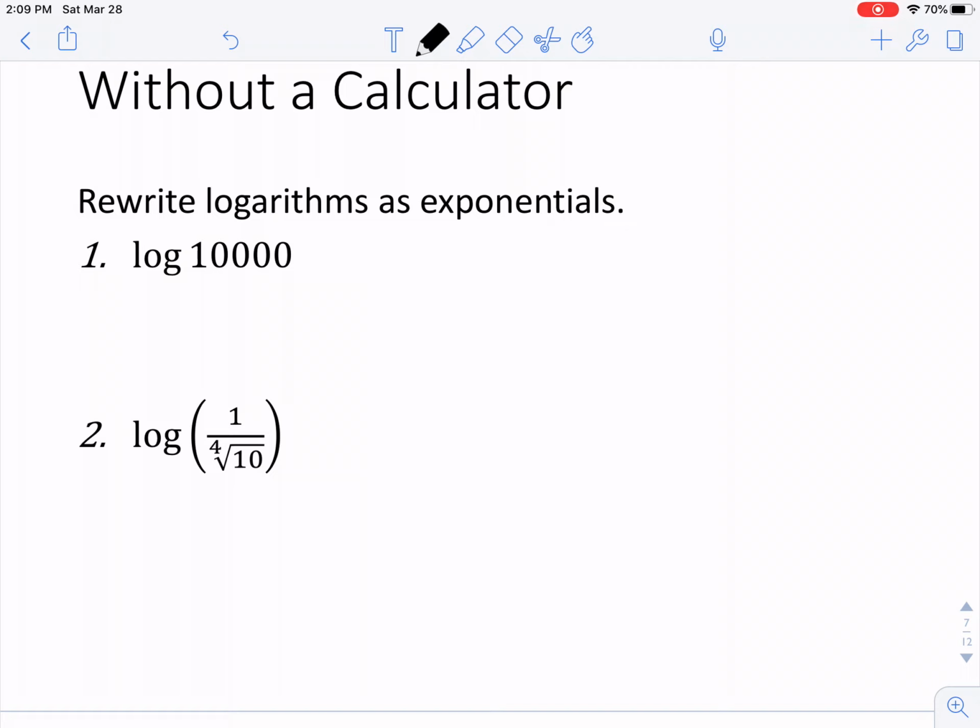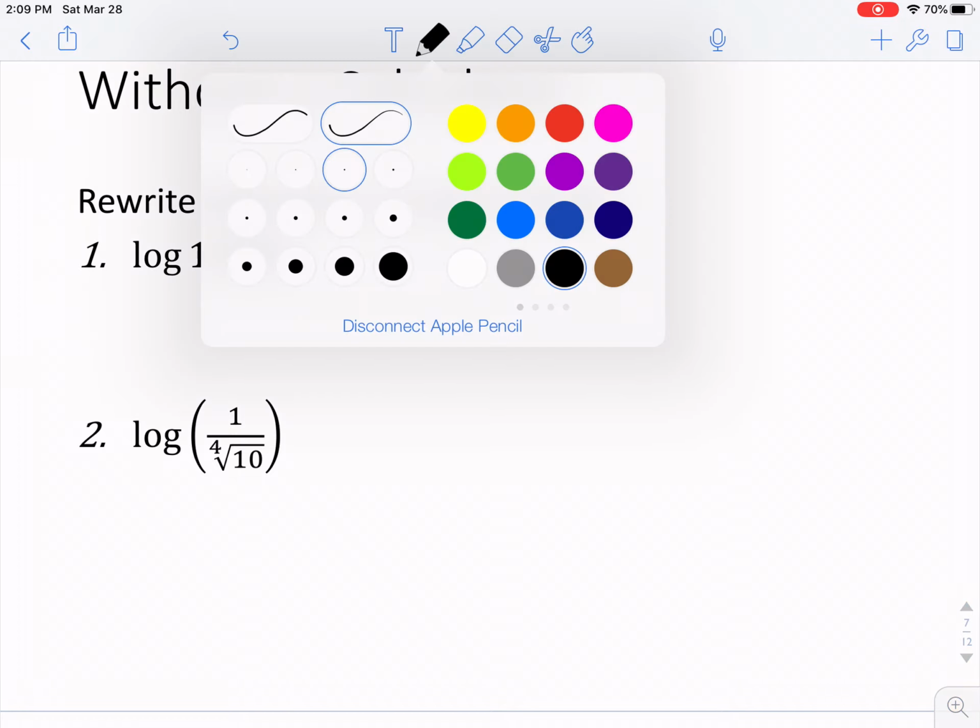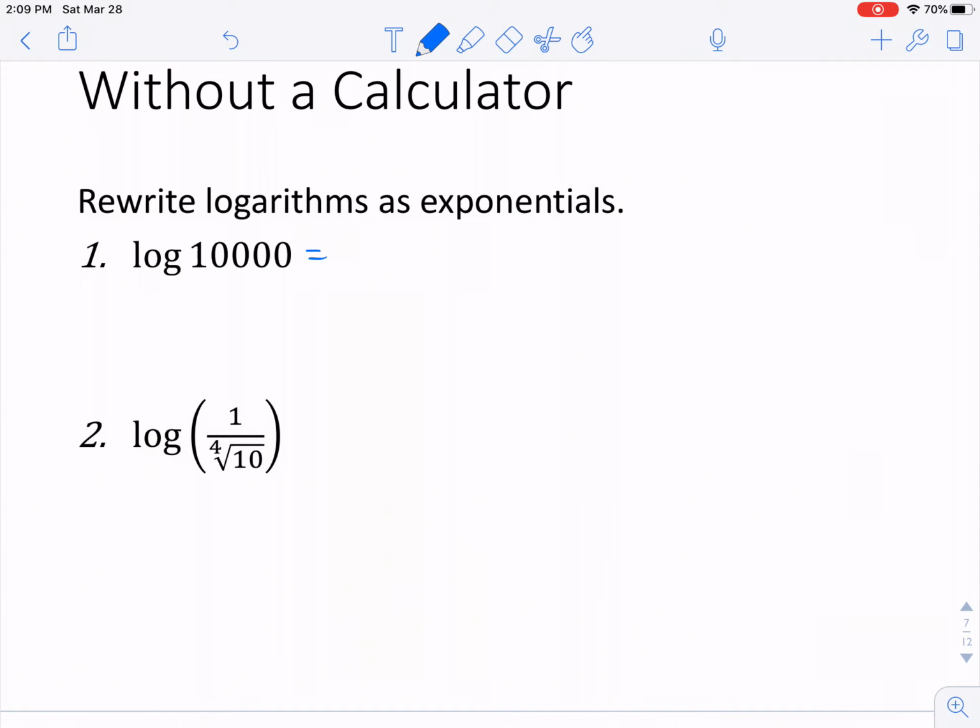And let's think about how we could actually use, or not use, a calculator to rewrite these logarithms as exponentials. First of all, taking a look at number 1, there's no base written. So if there is no base written, what did we talk about? We talked about the fact that the base is base 10. So the first thing that I always do when I'm doing these without a calculator and asking you to rewrite them is I'm going to set it equal to some value x.